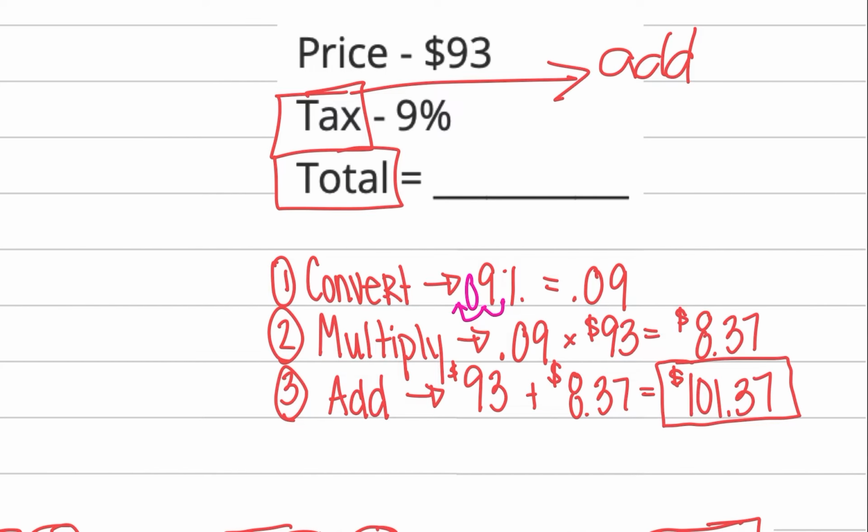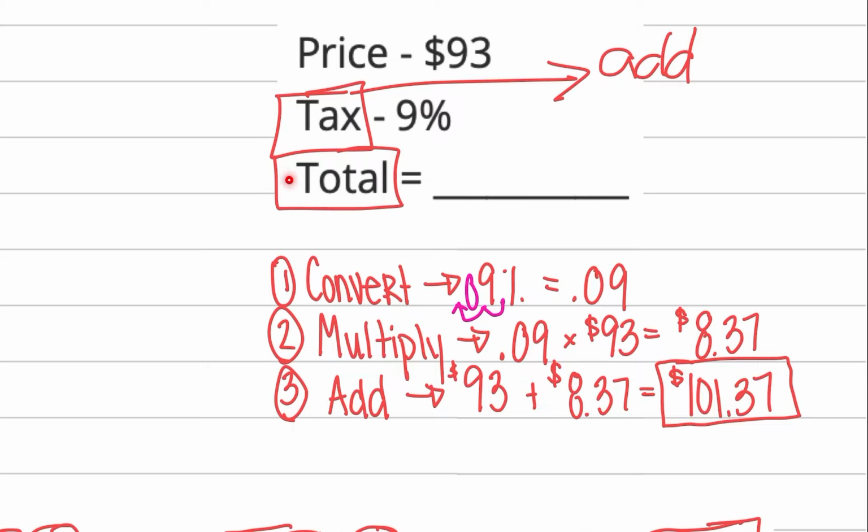Our next question gave us a price of $93, a tax of 9%, and we are looking for the total amount. So at the end, this means I'm going to have to add. Our steps are going to be really similar. First, we convert. We take our percent and move our decimal 2 places to get 0.09. Then we multiply 0.09 times the original amount of $93 and get 8.37. This 8.37 represents the tax in dollars.